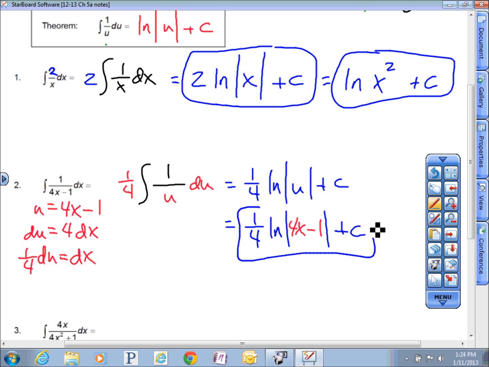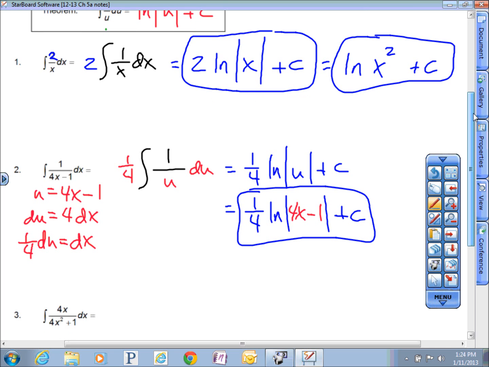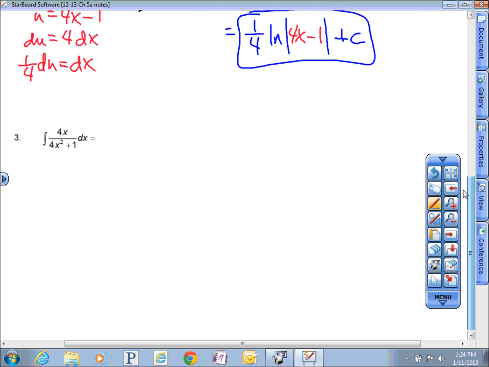And yes, you could move that 1/4 up to make an exponent out of it, but I think we already did that, and if you want to, you can, but you don't need to.